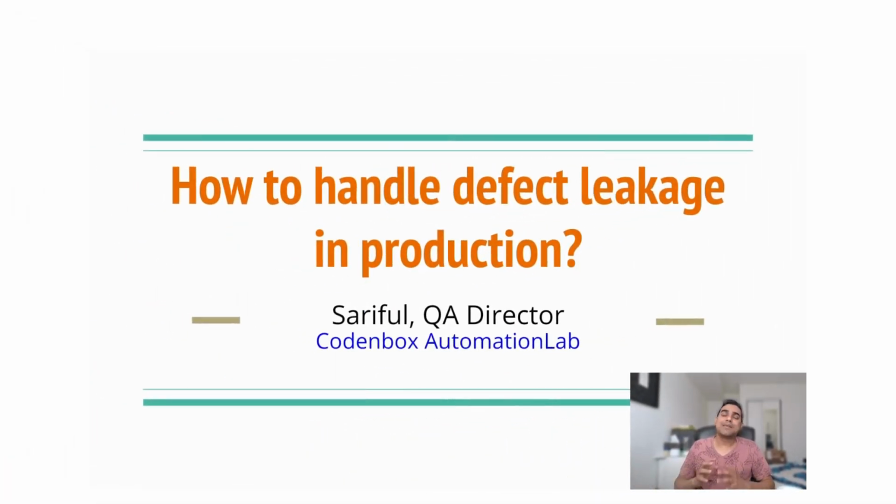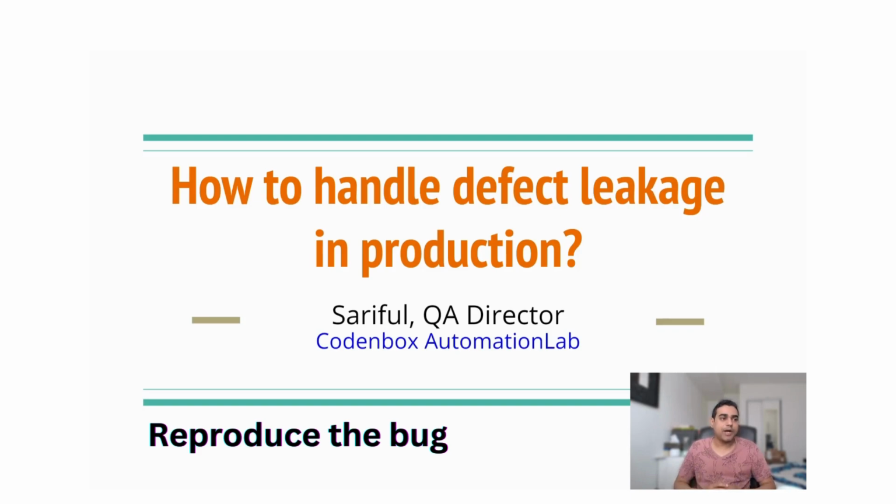Now we're going to see a simple framework that can help you handle defect leakage in production. Number one, first try to reproduce the bug in prod. If you are not able to, try to find a closer testing environment, probably the staging environment, to reproduce it. Number two, check the impact of the bug, like the severity level and the business impact. If it's high severity, high priority, you have to find a hotfix.